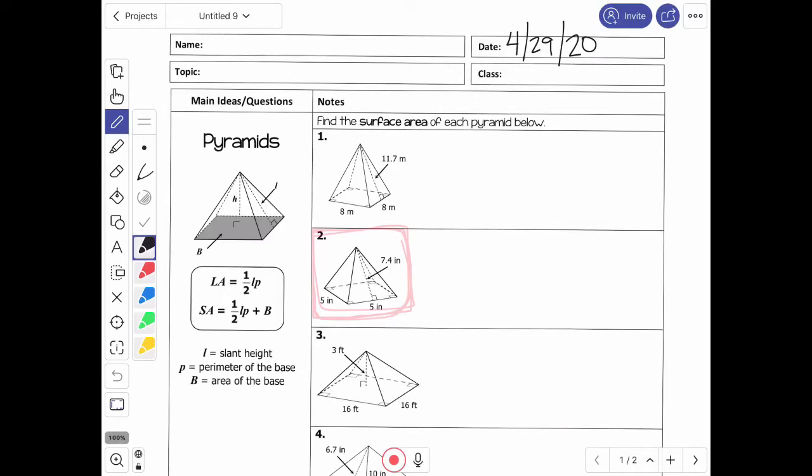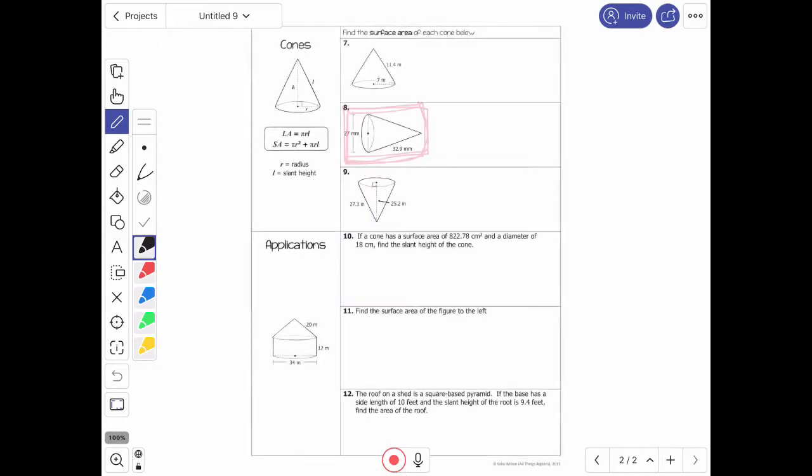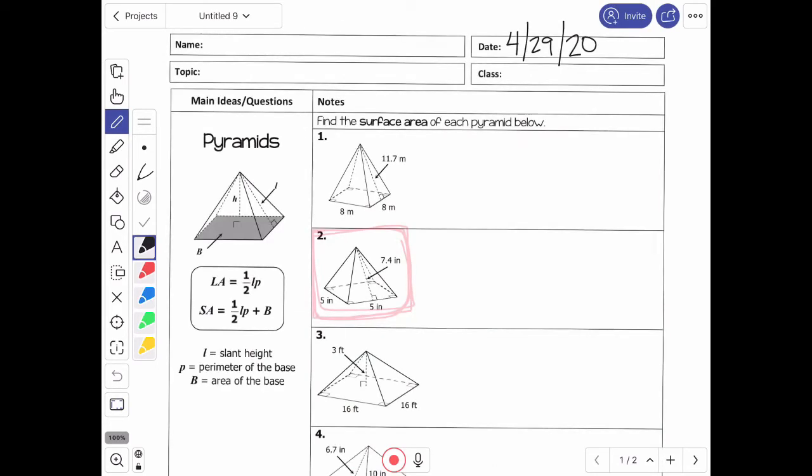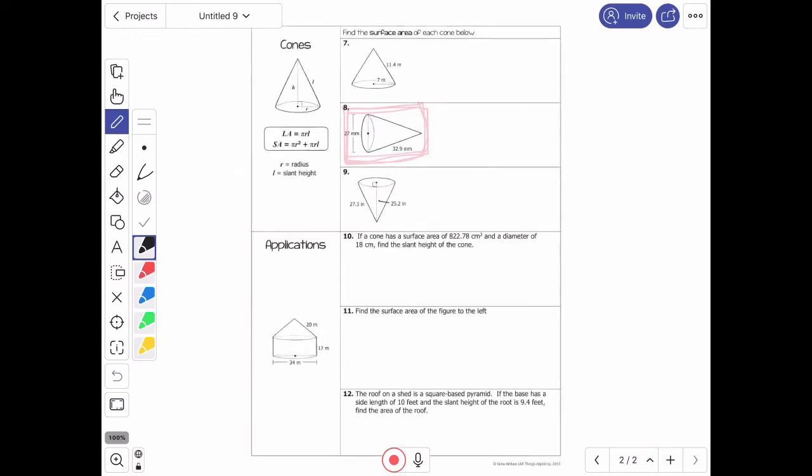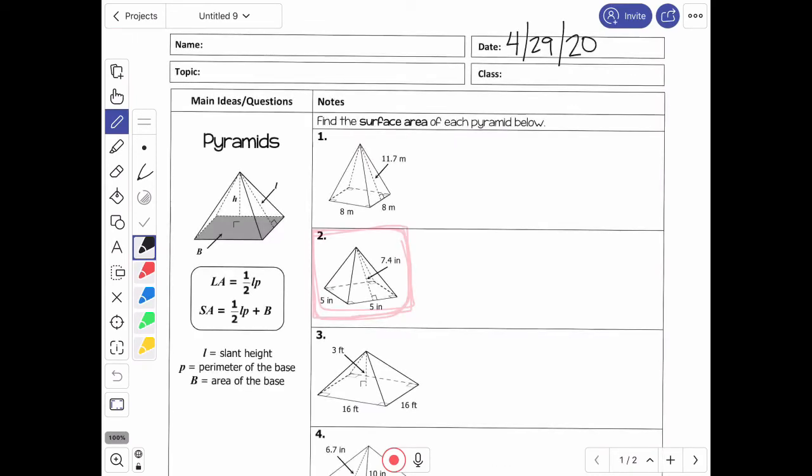Okay, good morning, guys. We are doing two types of solids today, so pyramids and then cones. They're put together for a reason. They are very similar to each other. They have this new idea of this thing called a slant height, which we're going to get into in a minute.